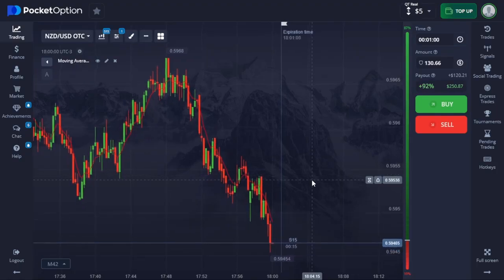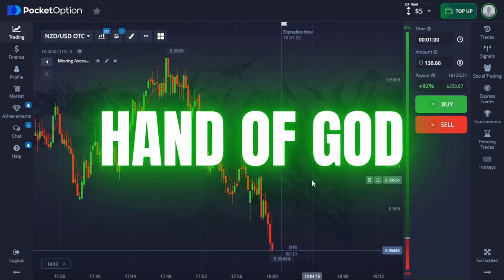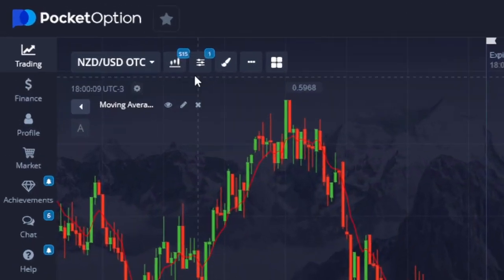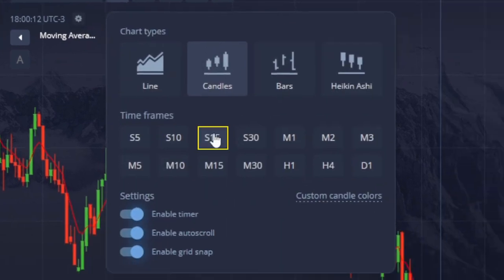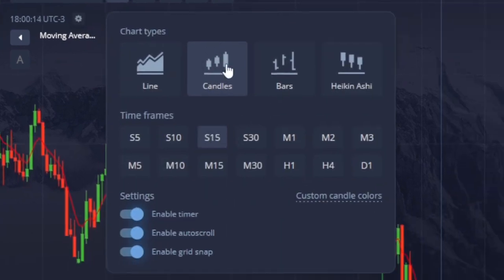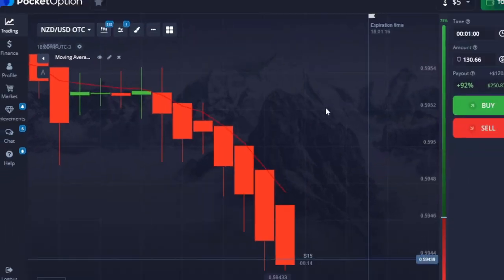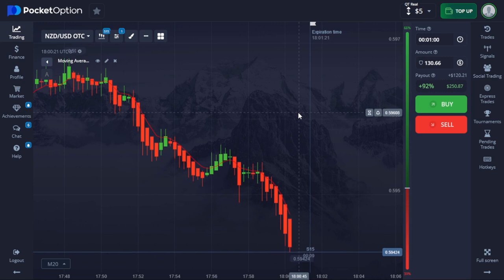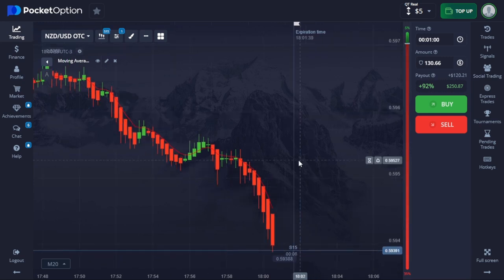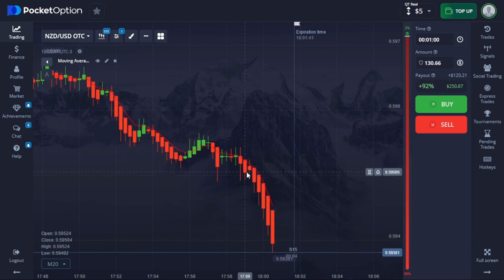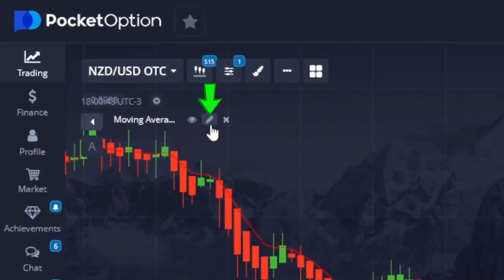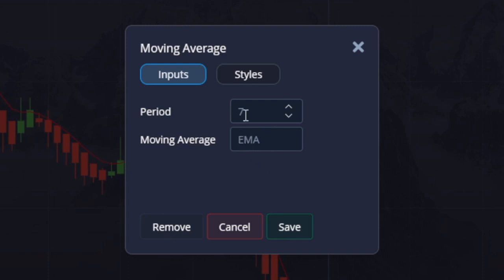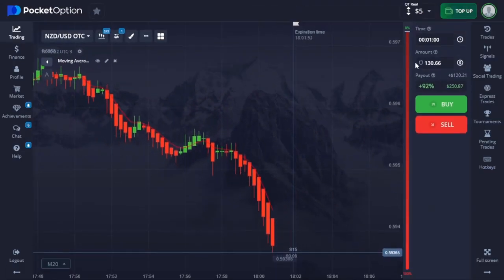For those who don't know, the Hand of God is a simple strategy. First, let's set the time frame to 15 seconds and change the candles to Heiken Ashi candles, which help identify trends. Generally, this strategy works in favor of the trend. When should you enter? Enter when two candles go below the moving average. What moving average? In this case, we use a 7 period exponential moving average. Save the configuration and we're ready to look for an entry point.